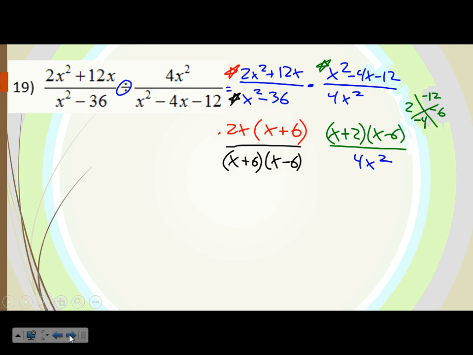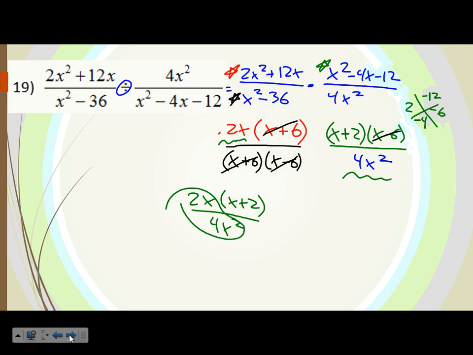Now there's some things in here that a lot of people mess up on, so make sure you pay attention. Cancel everything like normal. x plus 6 cancel. x minus 6 cancel. But here's what people get confused with. This 2x and this 4x squared, you can reduce that out. Now, if you forget, it's okay, because you end up with 2x times x plus 2 over 4x squared. So hopefully now you realize you can cancel those.